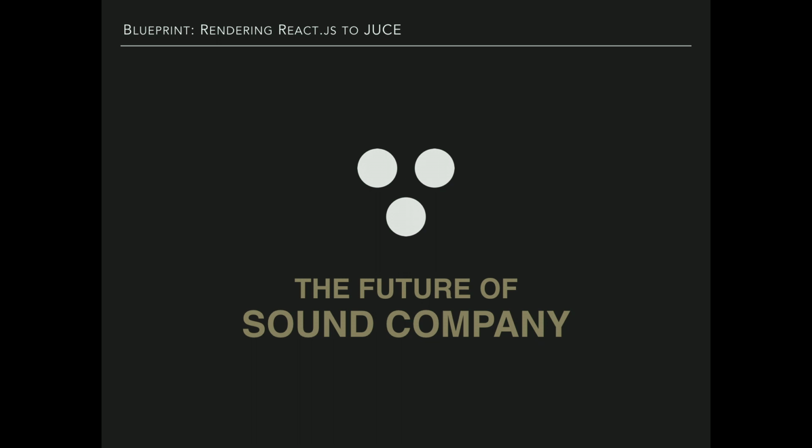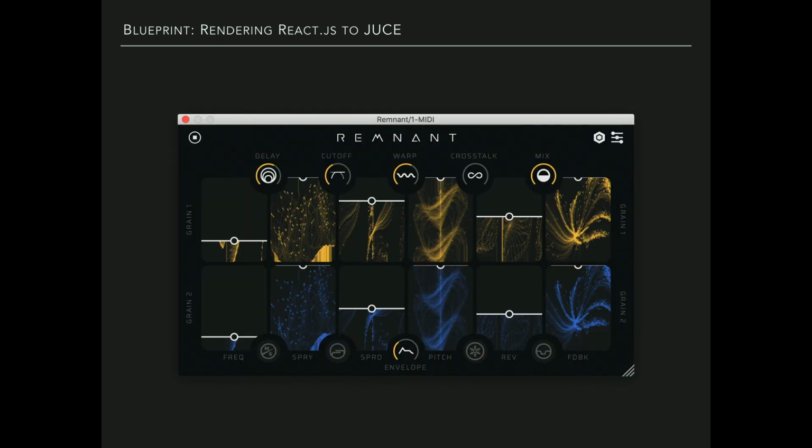Come say hi. So this talk is about Blueprint, and Blueprint is a library that I wrote that enables you to write cross-platform native apps using React.js and JUCE. And I hope a couple of you at least were in here for Tom's talk earlier, because it was a really awesome talk through React Native.